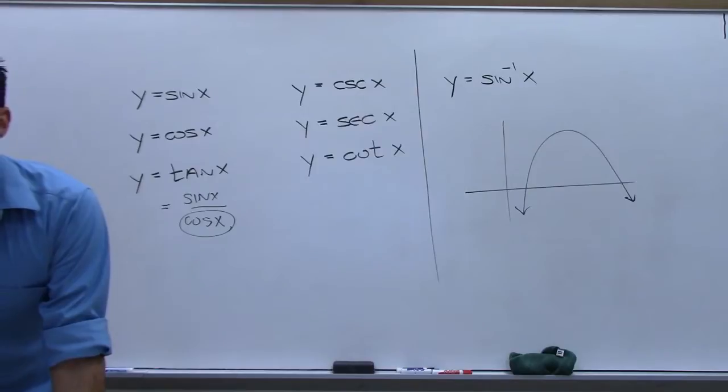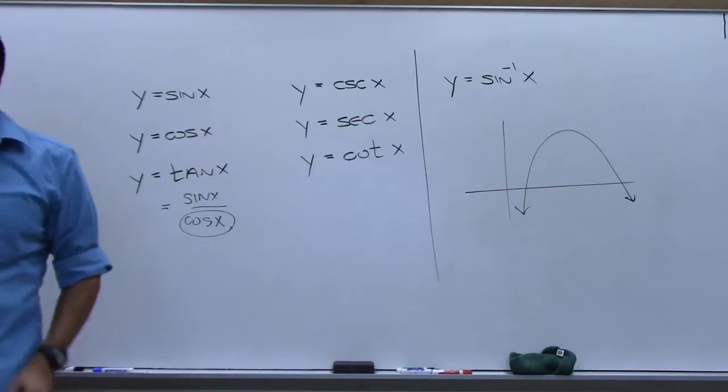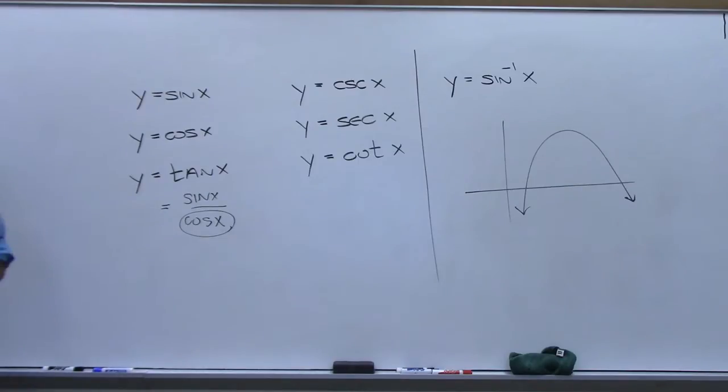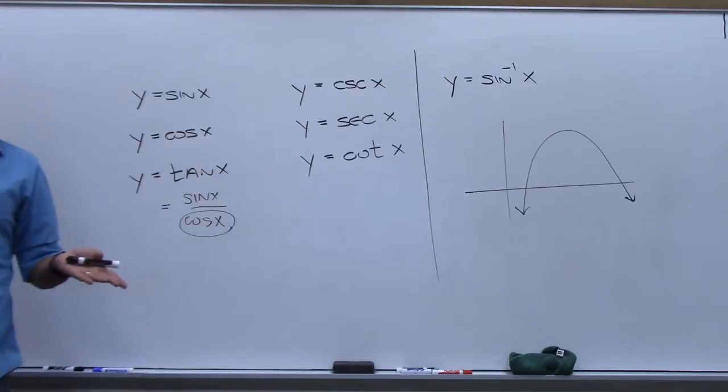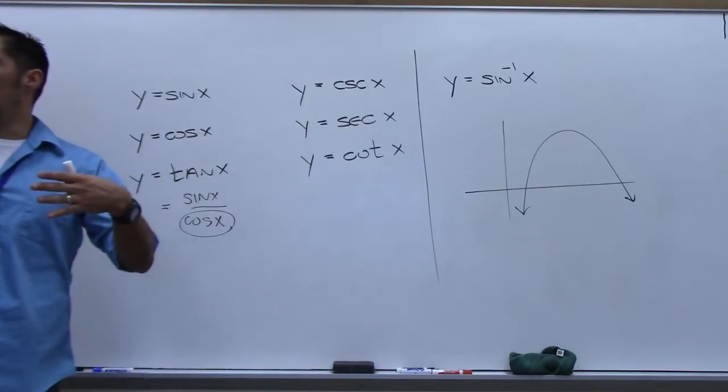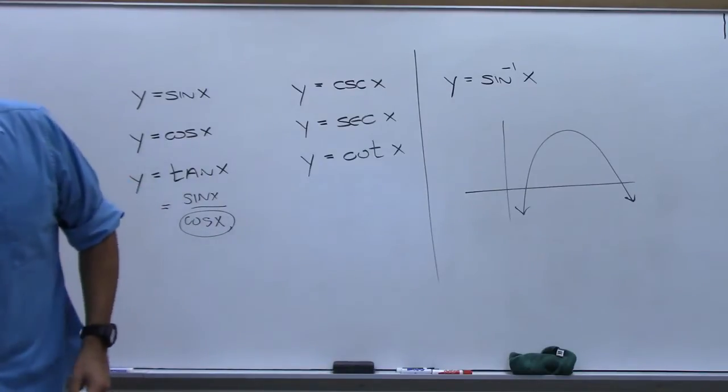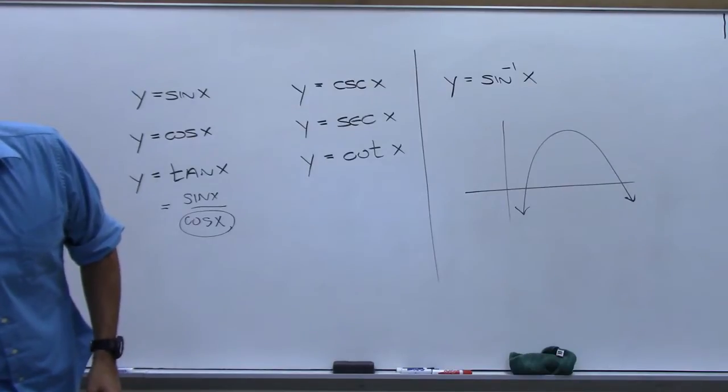Now, because the sine function is not one-to-one, right? It does not pass the horizontal line test. We cannot say it has an inverse unless we restrict its domain. So that's what we do. We restrict the sine function.